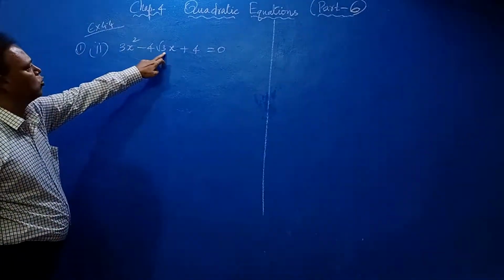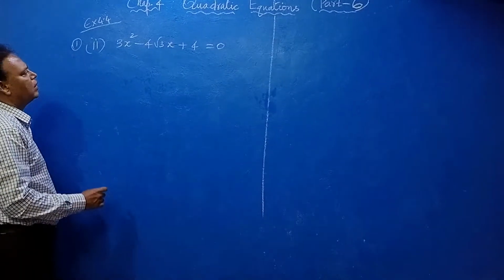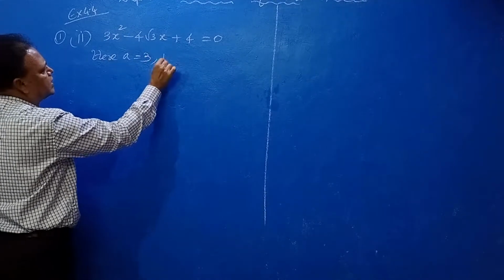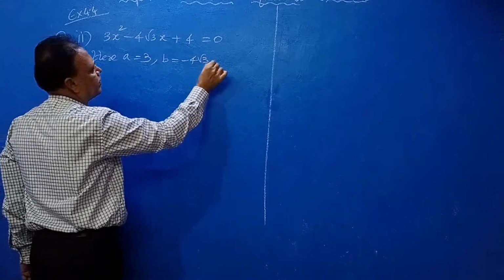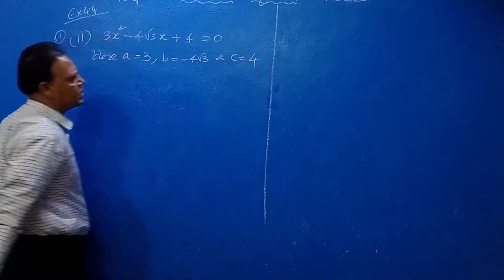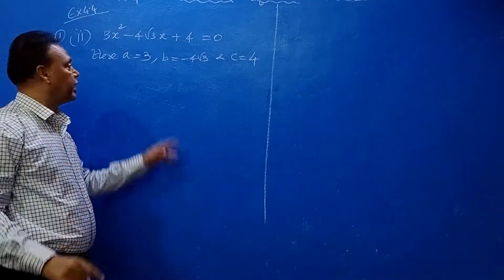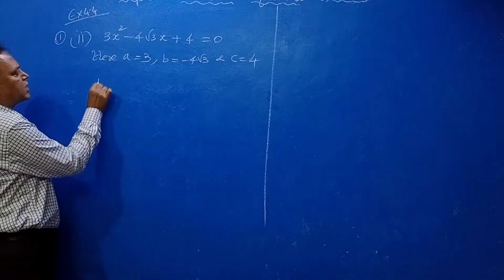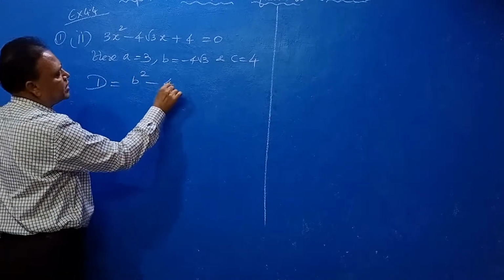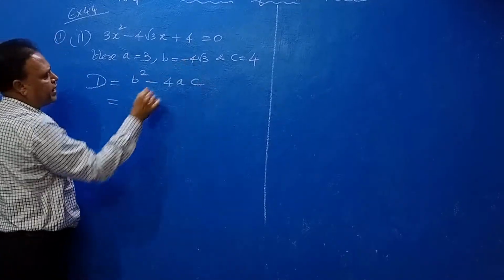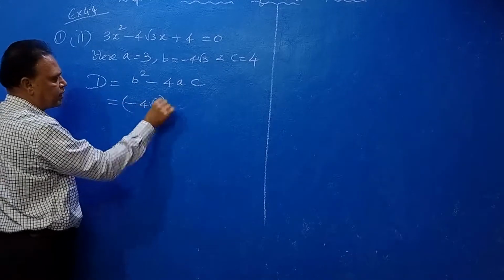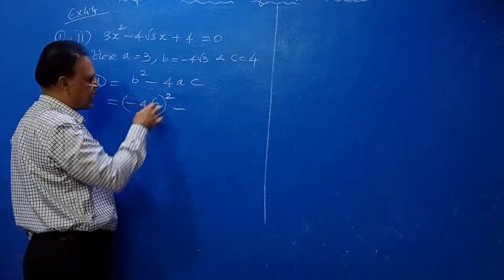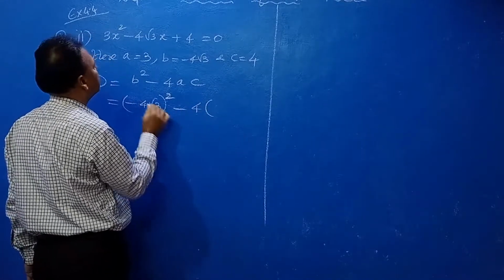Next problem, you see, 3x squared minus 4 root 3 x plus 4 equals 0. Here, what is a? 3. What is b? Minus 4 root 3. And c is 4. Remember, you only have to write the coefficients. Don't write x and all. First find the discriminant, D equals b squared minus 4ac. So, minus 4 root 3, the whole square. Always substitute the value within brackets. Generally, simplification will be easy.